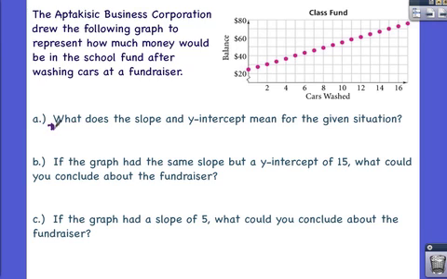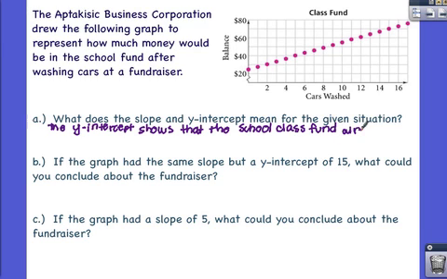So the y-intercept shows that the school or the class fund already has $25 even before washing any cars.